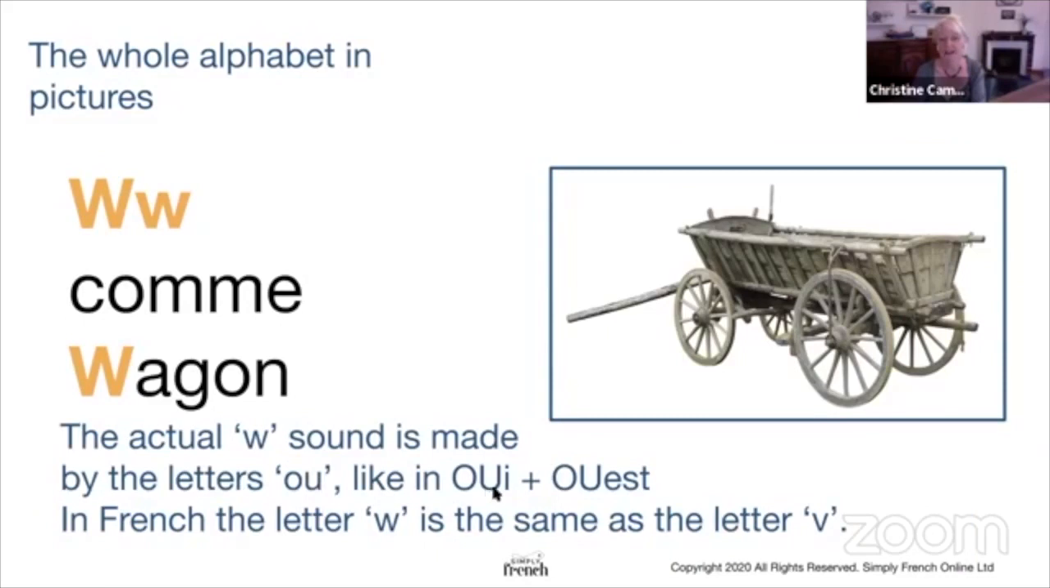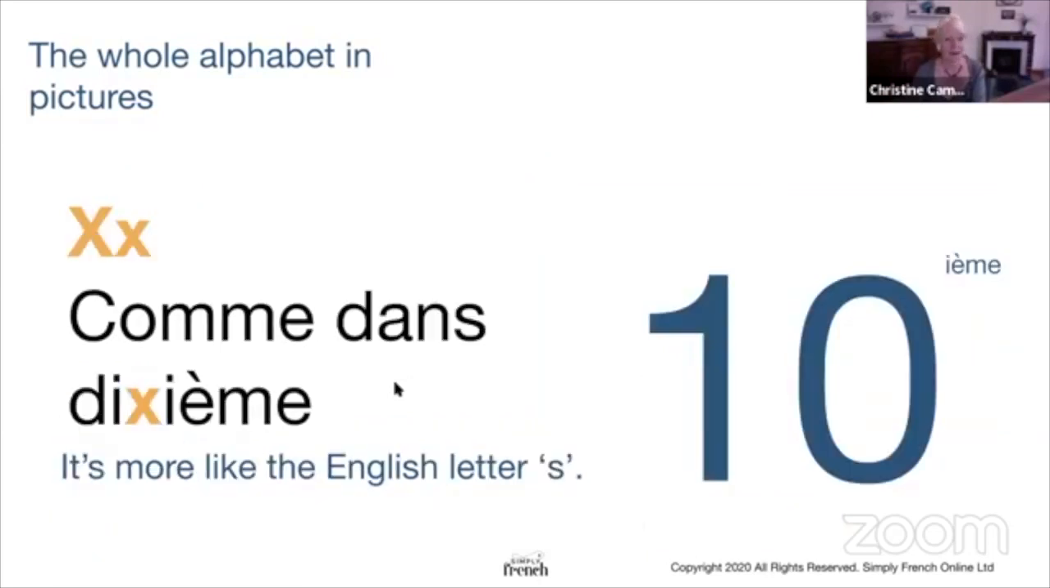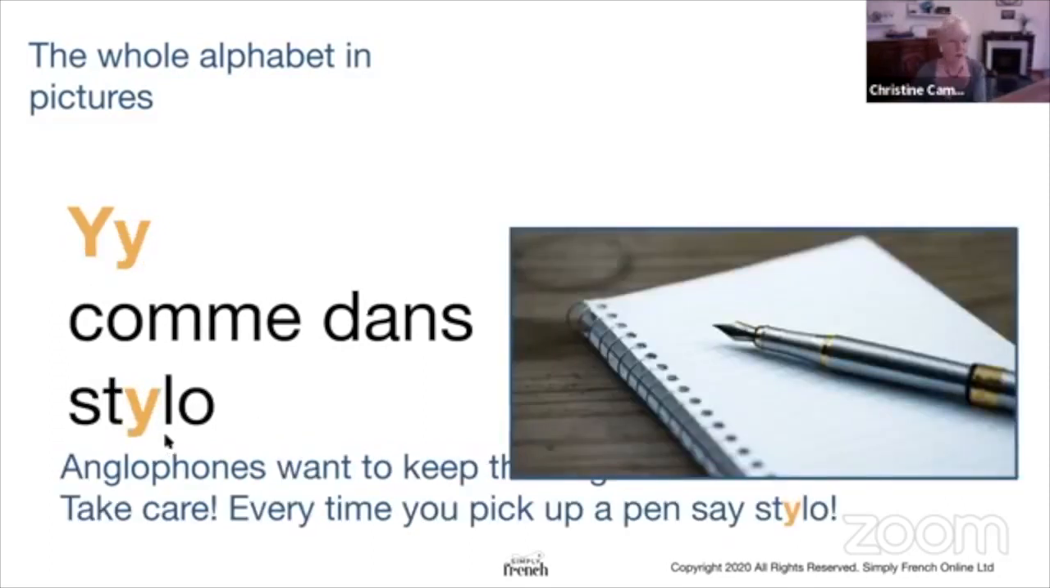Now the actual W sound is made by the letters OU, O-U, as in oui and west. So that's the letter W that we know as W. But in French, the letter W is the same as the letter V, which is why it's double V. So you have wagon. X comme dans dixième, more like an S, dixième, sixième, dixième, 26e.